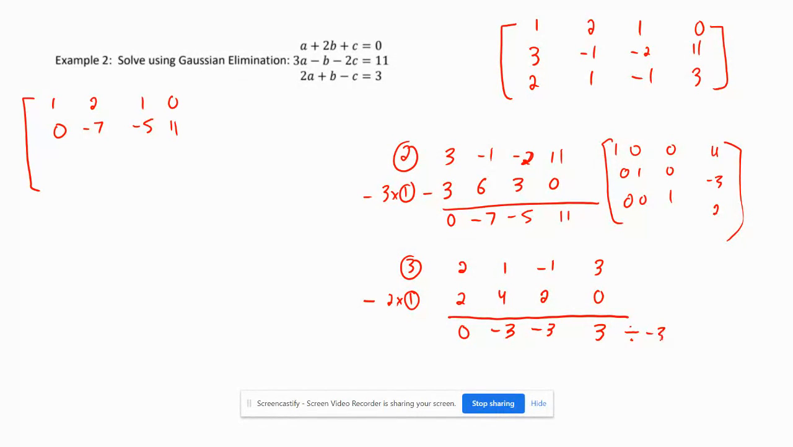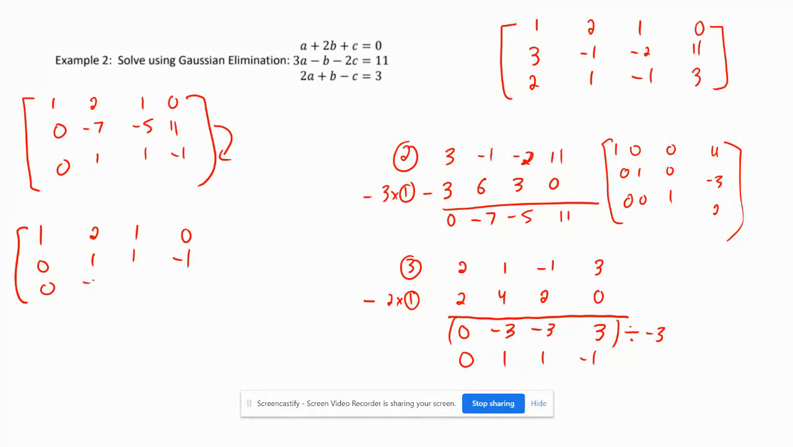Guys, what I'm just going to do right away is divide by negative 3 here because it's going to make this easier. The same thing as 0, 1, 1, negative 1. Sound good? All right, here's what I'm going to do next. I want to have a 1 in the middle position. I have a 1 right here, so let's swap these 2 rows. Okay, we have 0, negative 7, negative 5, 11. Bear with me, guys. I'm going to start the next screen, but I got to write this down before I do.